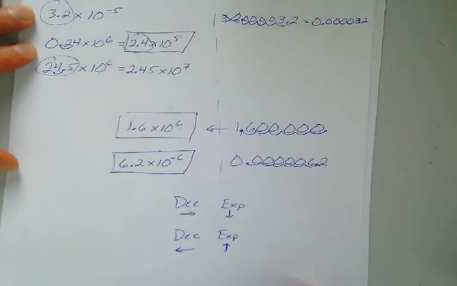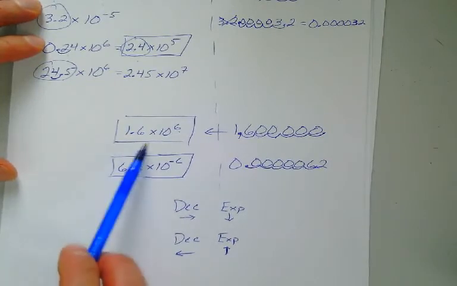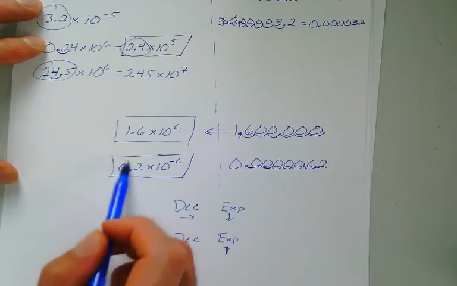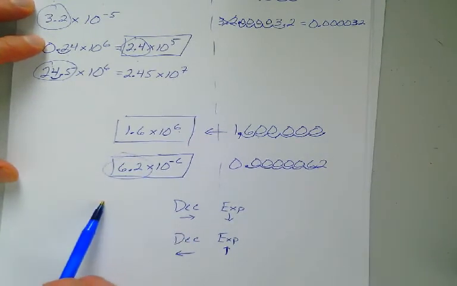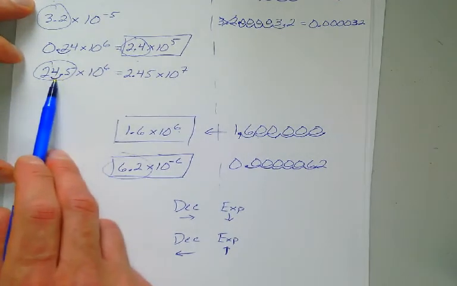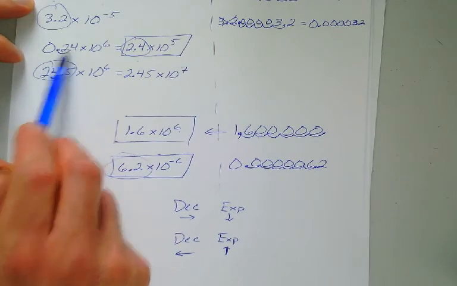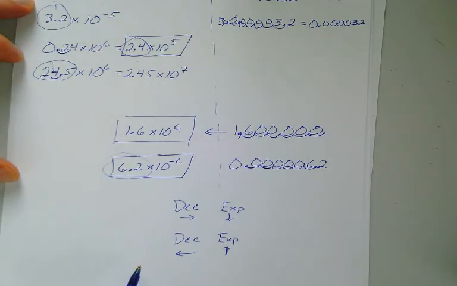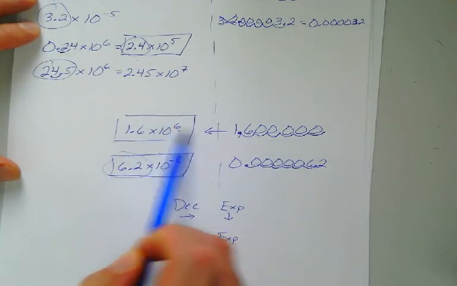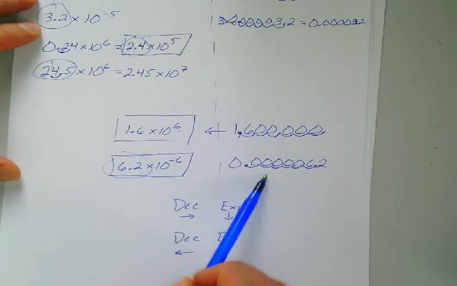To summarize, scientific notation is a way to write really big numbers and really small numbers efficiently. Make sure that first factor is between 1 and 10. If it's something like 24.5, you're going to have to change it. If it's something like 0.24, you're going to have to change it. And last thing, exponents bigger than 1 mean big numbers. Exponents less than 1 mean decimal numbers.